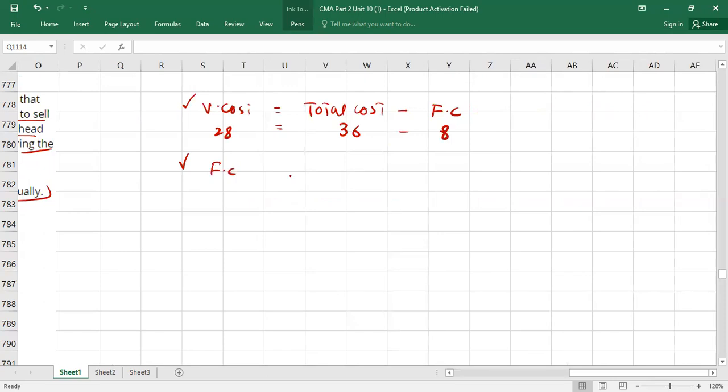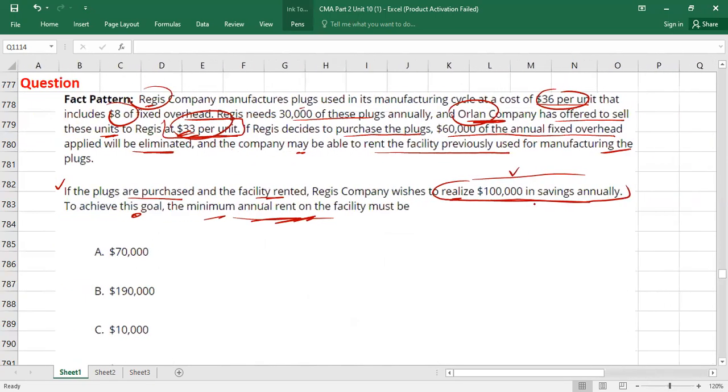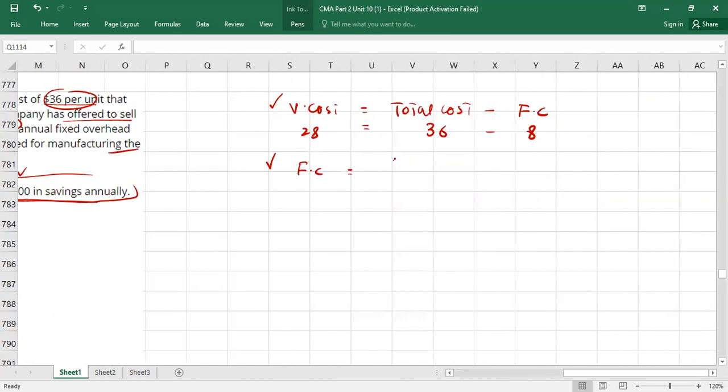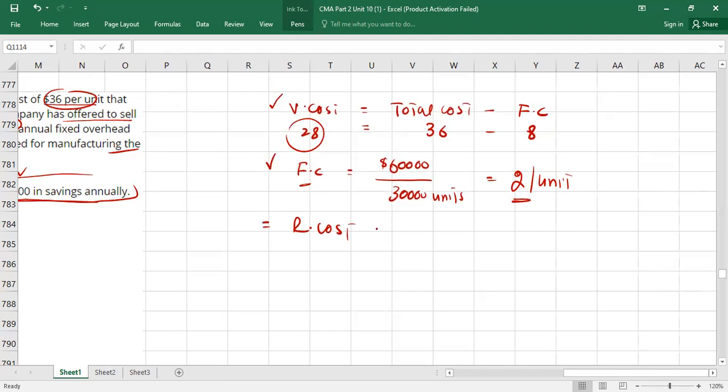Fixed cost that can be eliminated if you buy the product from outside. How do you calculate it? He told you the fixed cost which can be eliminated if you buy from outside is $60,000. This portion of fixed cost can be eliminated. And how many units are you planning to buy? 30,000 units. So converting to per unit, $60,000 divided by 30,000 units gives $2 per unit. Now for relevant cost, I take variable cost of $28 plus avoidable fixed cost of $2, so my relevant cost is $30.